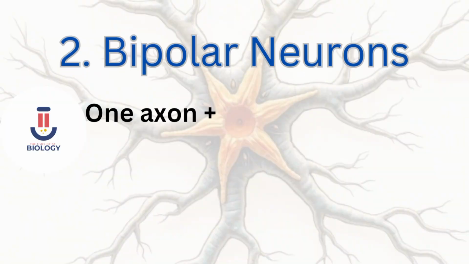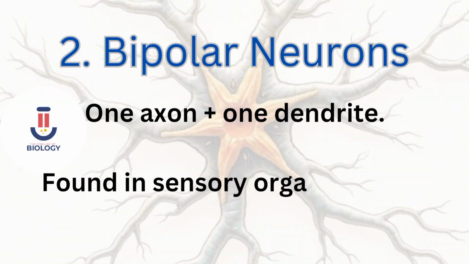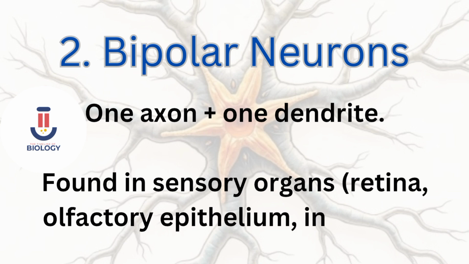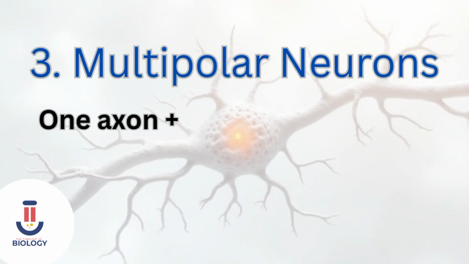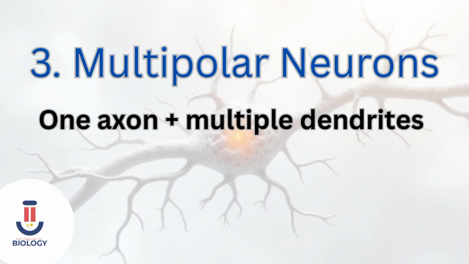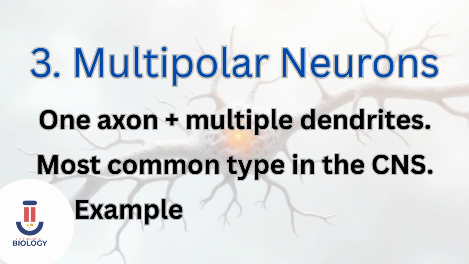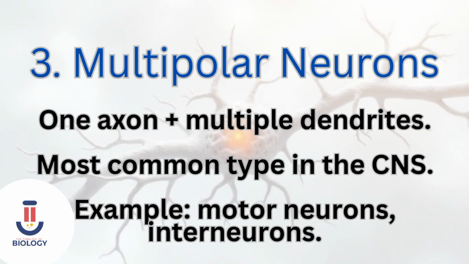Number 2 is bipolar neurons, one axon plus one dendrite, found in sensory organs, retina, olfactory epithelium, inner ear. Number 3 is multipolar neurons, one axon plus multiple dendrites, most common type in the CNS. Example, motor neurons, interneurons.